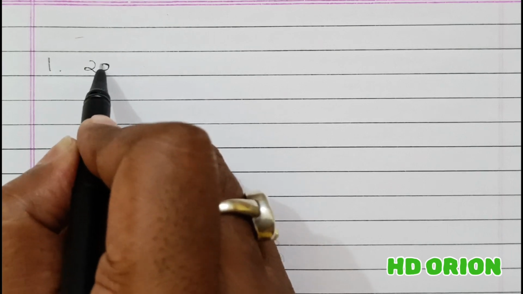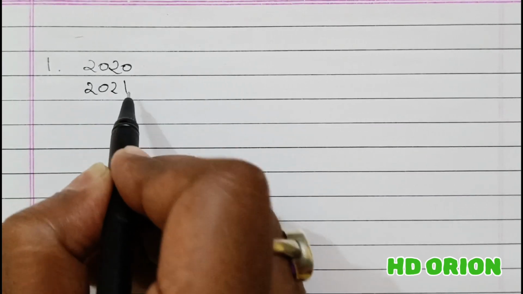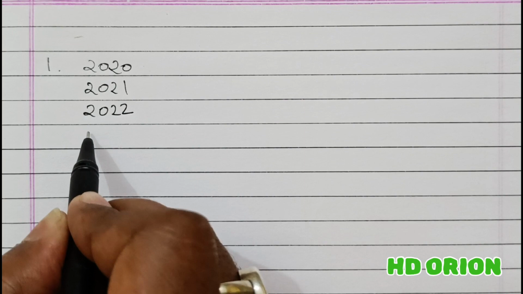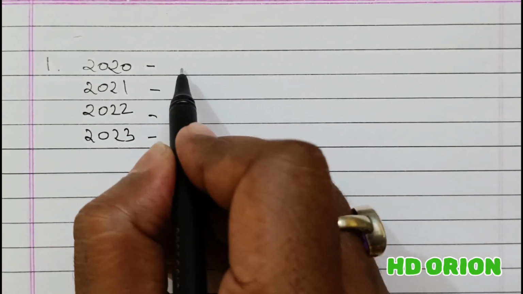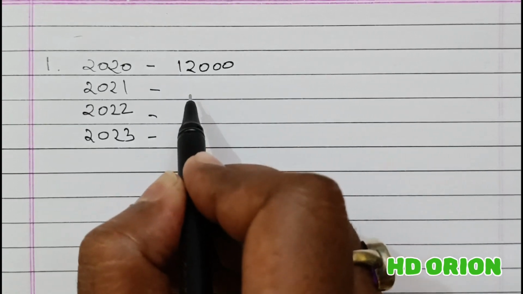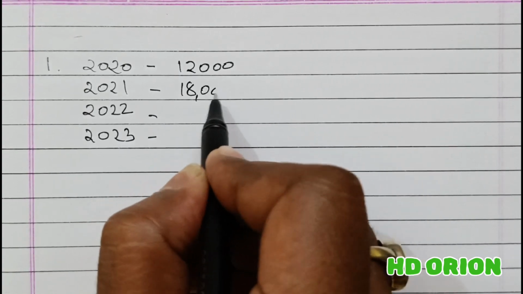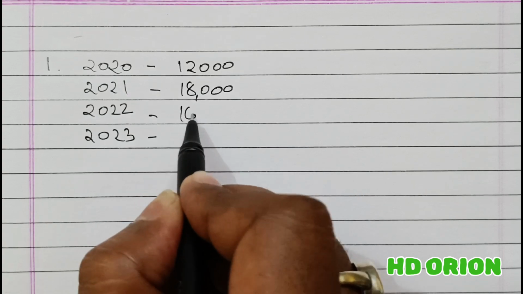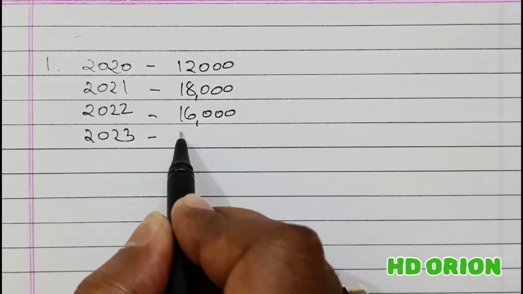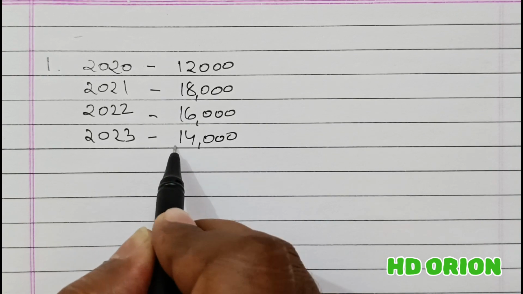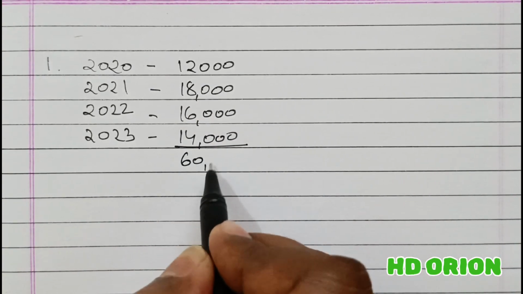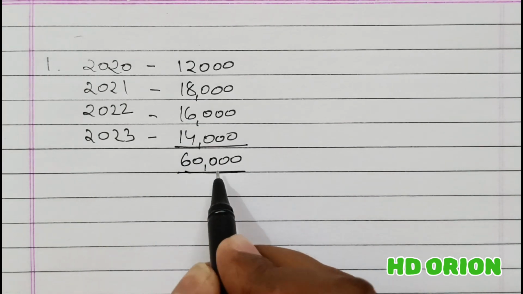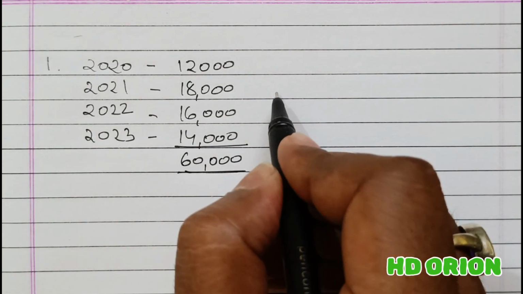So for question number 1, 4 years profit is given: 2020, 2021, 2022 and 2023. First year's profit is 12,000 rupees. Second year's profit is 18,000 rupees. Third year's profit is 16,000 rupees. And fourth year's profit is 14,000 rupees. Now you add this: 30,000 and again 30,000. It is 60,000. But this is not the average. We have to calculate the average profit.